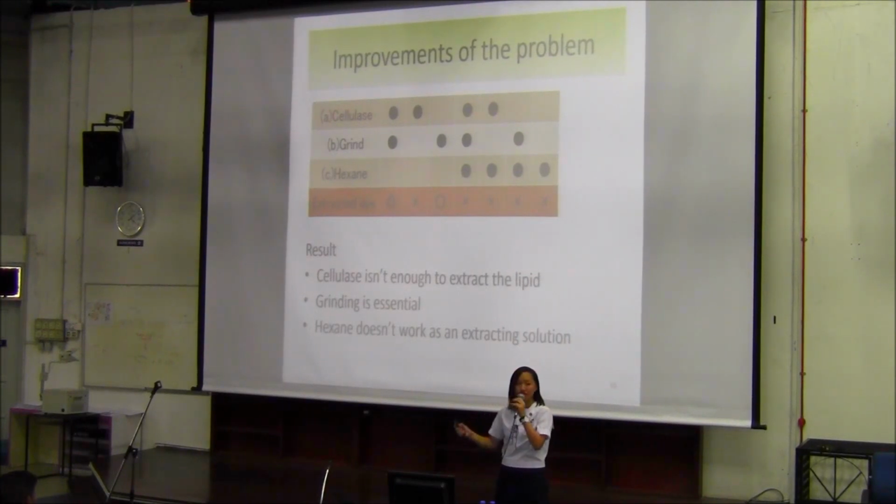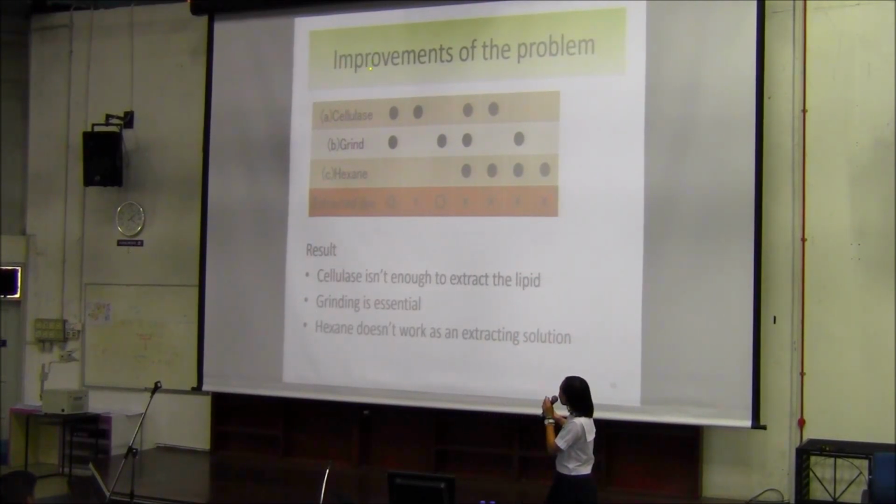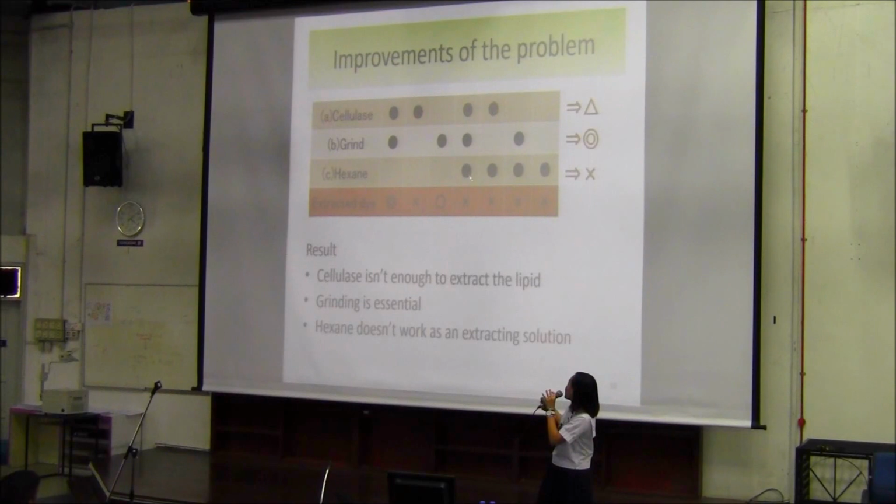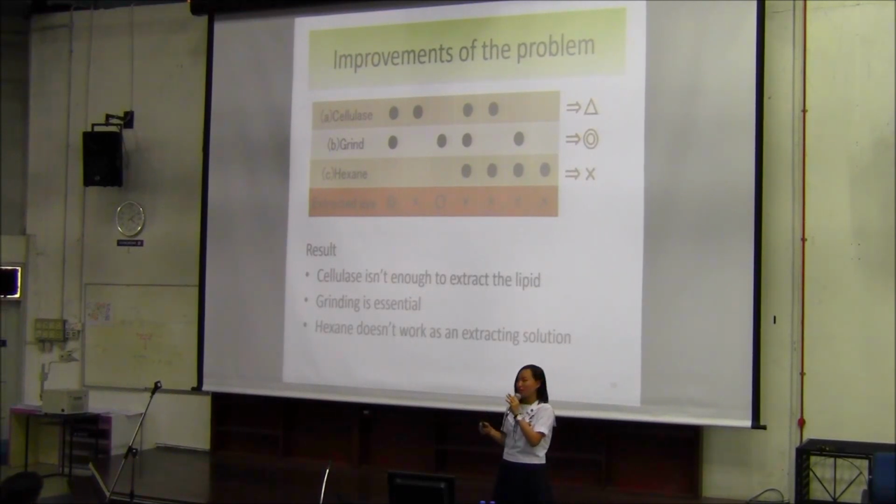This table shows the result. For example, when we use cellulase with the grinding operation, the dye was extracted well. But when we use only cellulase, the dye was not extracted. From this result, we can say three things. First, cellulase isn't enough to extract the lipid. Second, the grinding operation is essential. And third, hexane doesn't work as an extracting solution. So as a result of this, we decided to use cellulase and the grinding operation for the main experiment.